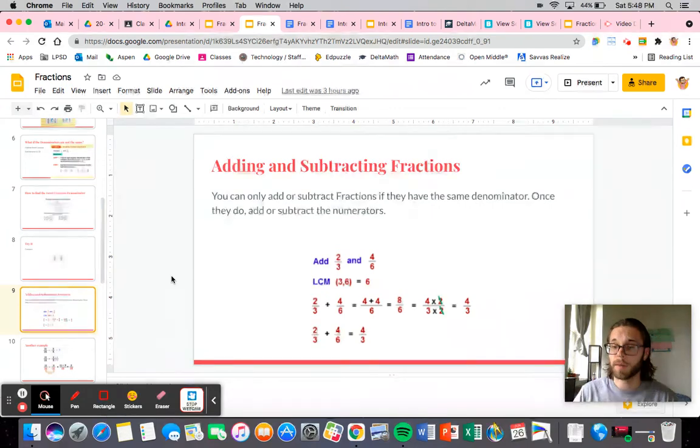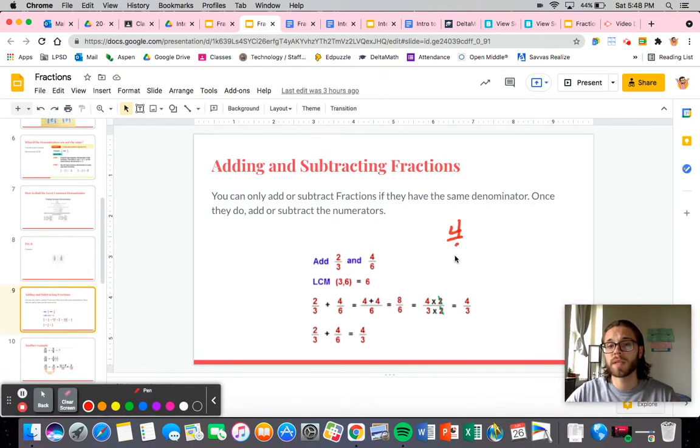So what you're going to do is find the least common multiple and rewrite the denominators to be the same. Then you will add the numerators, as you can see here. 2 plus 4 is not what I'm doing. However, when I convert this and multiply everything by 2 here, 4 plus 4, and then you just add the numerators. Do not add the denominators.